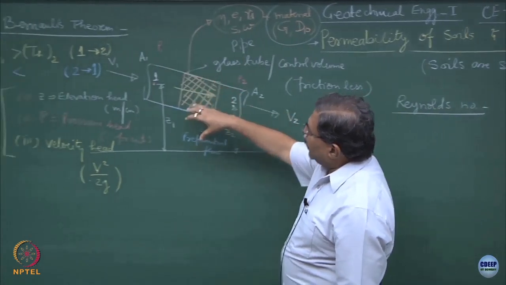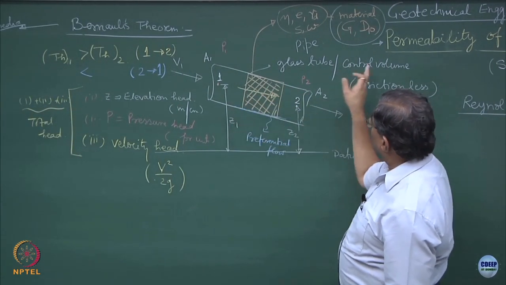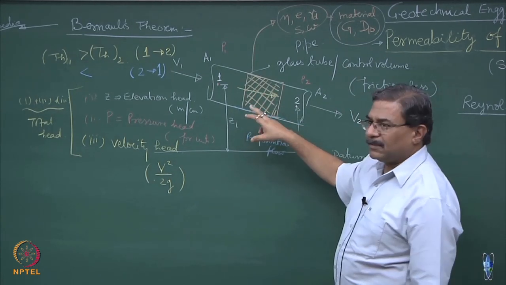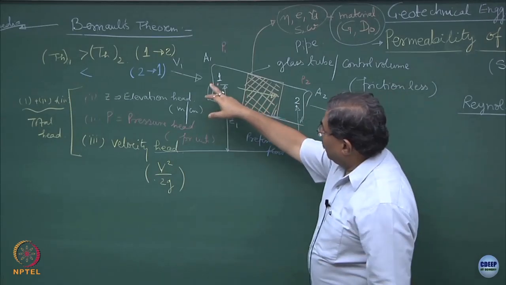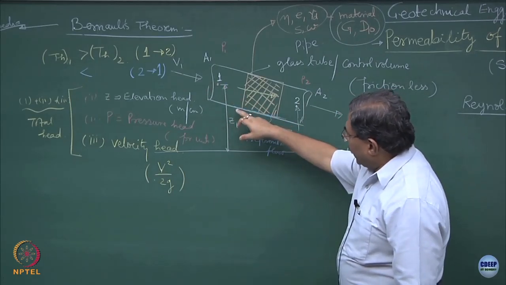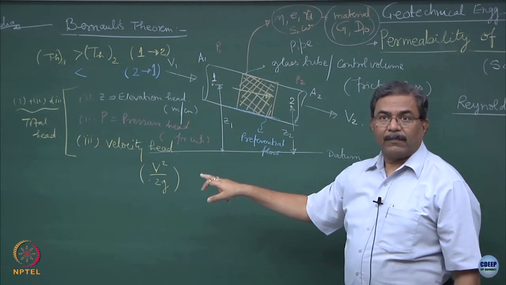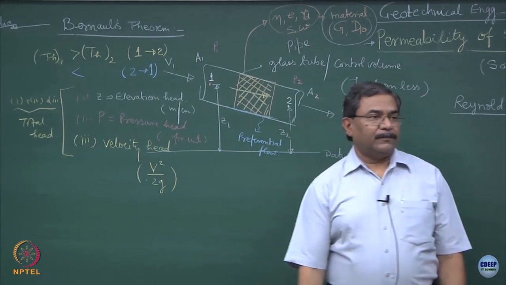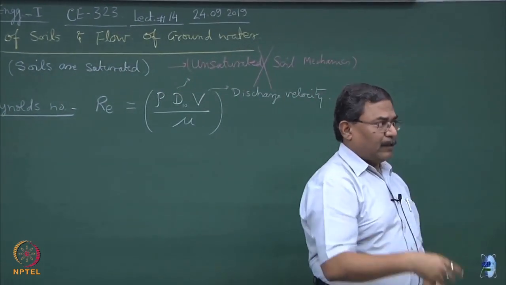Chances are when you are compacting the sample, the contact between the glass tube, the pipe or the control volume and the soil mass is not perfect. And hence, whatever discharge is taking place, this might take place through the preferential flow. Okay. However, if I curtail this preferential flow, you will ask why, how?